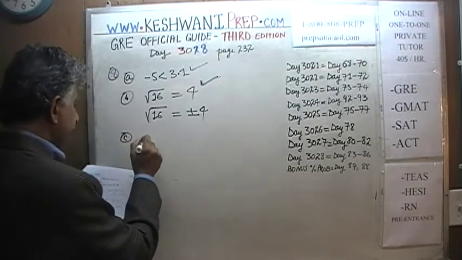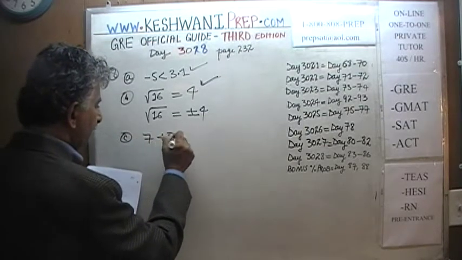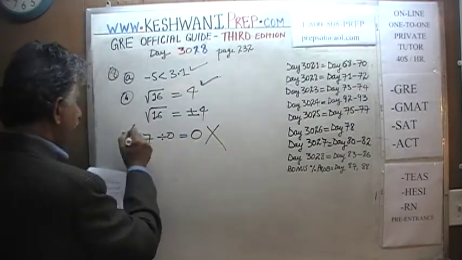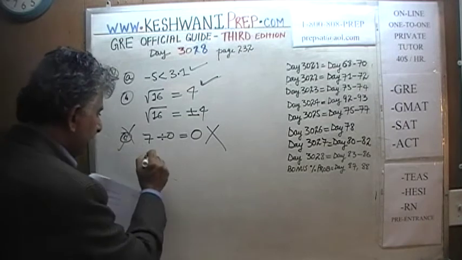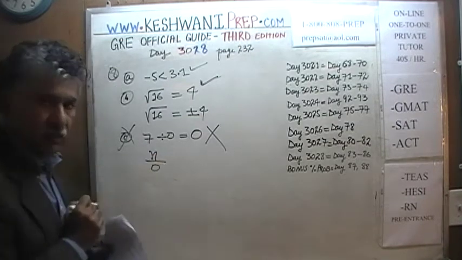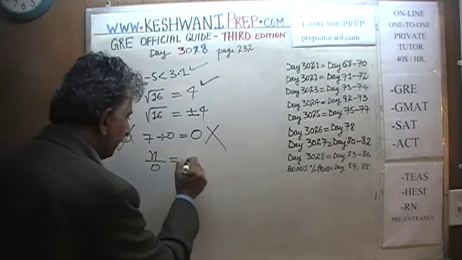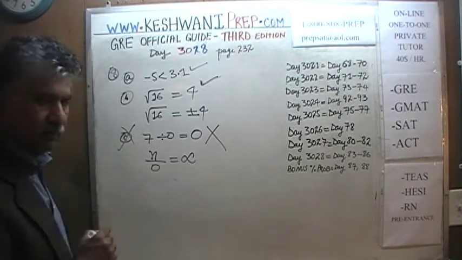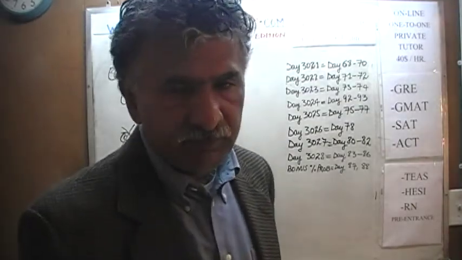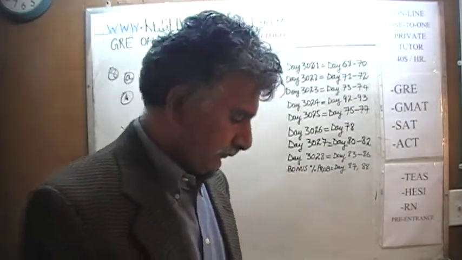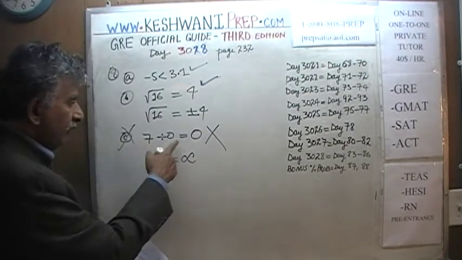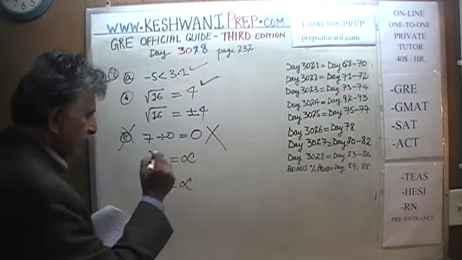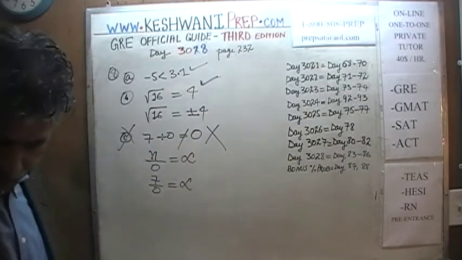Statement C says that 7 divided by 0 is equal to 0. And that is incorrect. That is false. Why? Because if you divide any number by 0, it becomes infinity, not 0. N stands for any number. Any number divided by 0 is infinity. So that statement is wrong. 7 divided by 0 would equal infinity, not 0. That's incorrect. Let's move on.